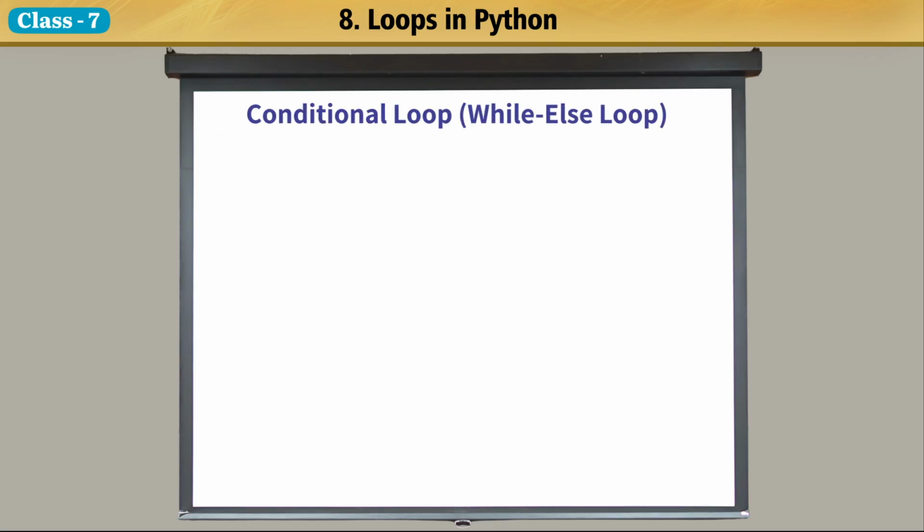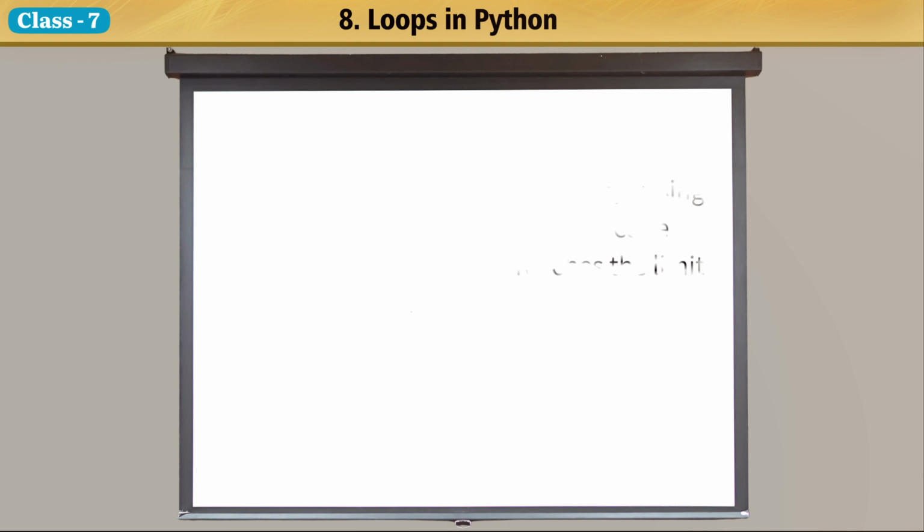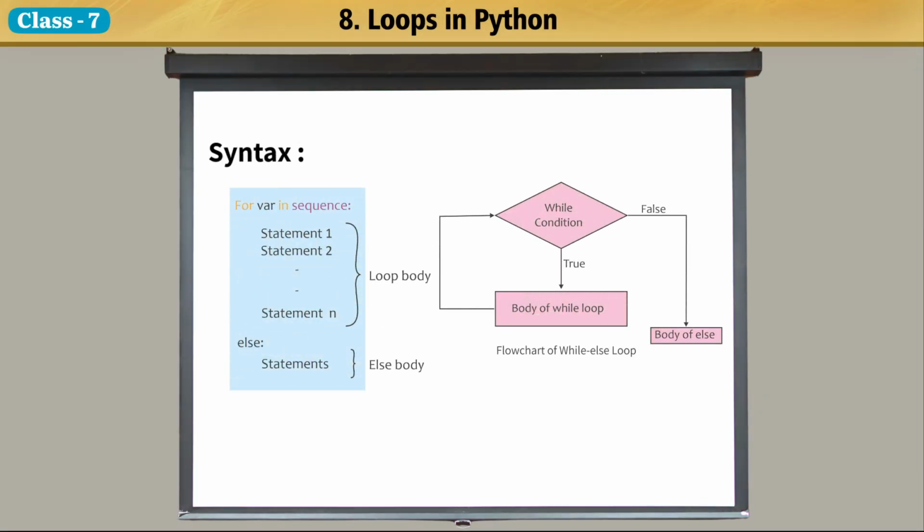Conditional loop, while-else loop. When we use else with a while loop, this structure is known as a while-else loop. Using this loop, we can run an instruction code when the comparing value reaches the limit of the condition value. Syntax.